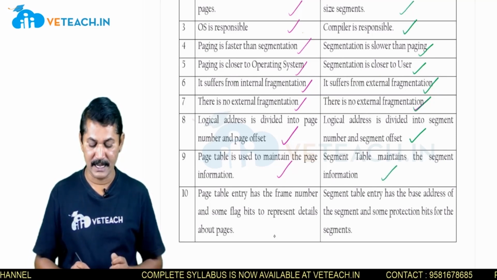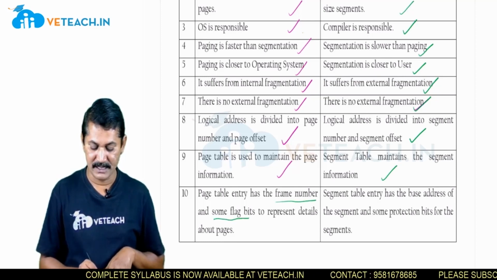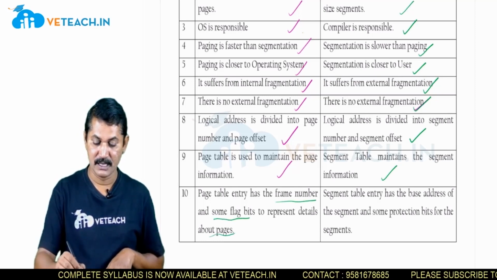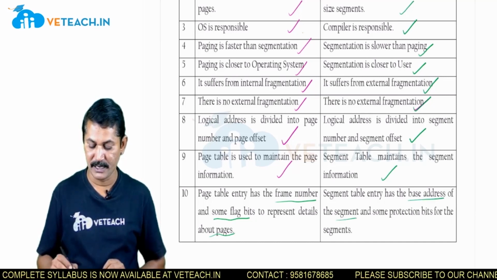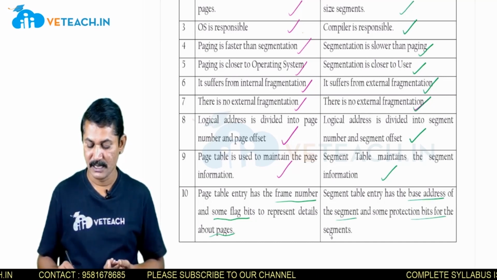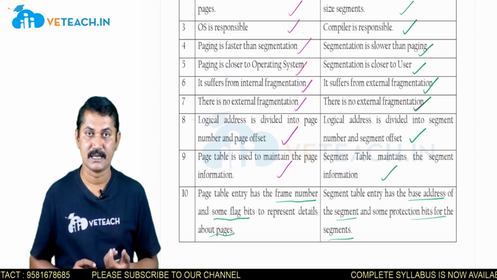Here the page table entry has the frame number and some flag bits to represent the details about the page, while coming to the segment, it has the entry of the base address of the segment and some protection bits for the segments. So these are the differences between paging and segmentation.